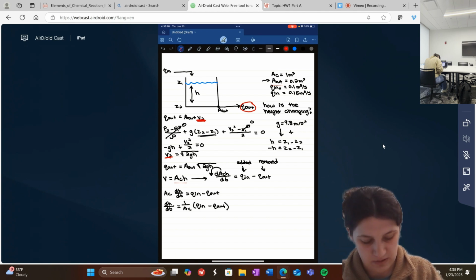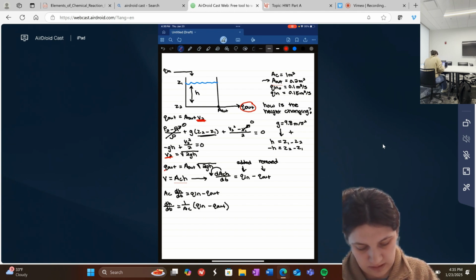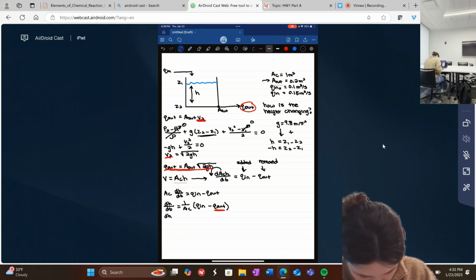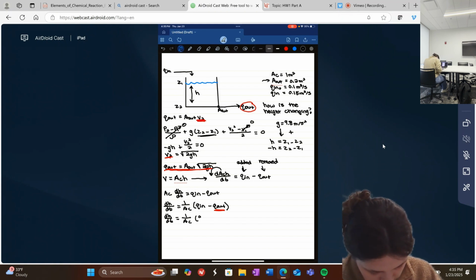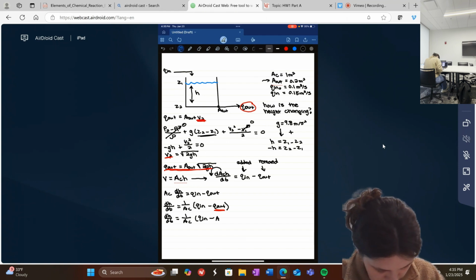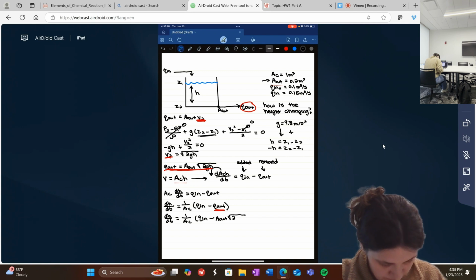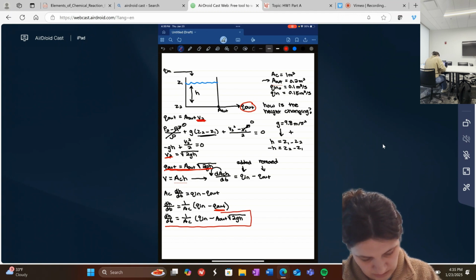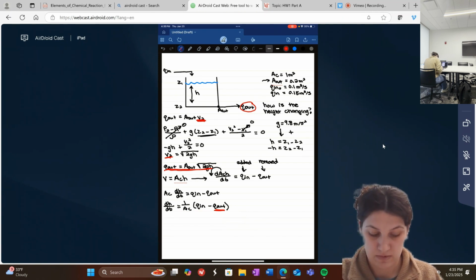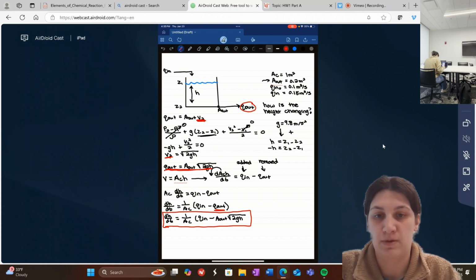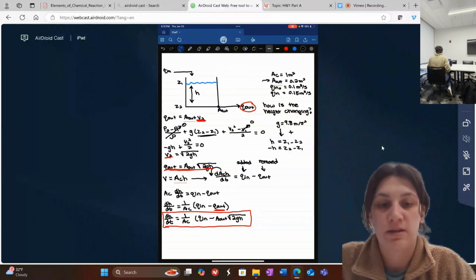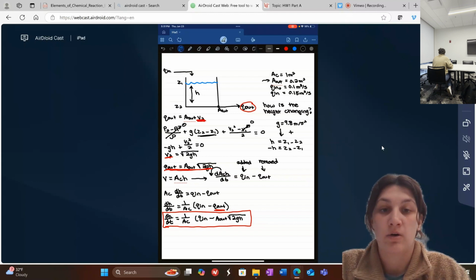And finally, we can substitute this here in at Q out. dH/dt equals 1/AC times Q in minus A out times the square root of 2gH, which gives us our overall differential equation of a change in height with time. Now that we have our differential equation, we can use Excel to solve using Euler's method.